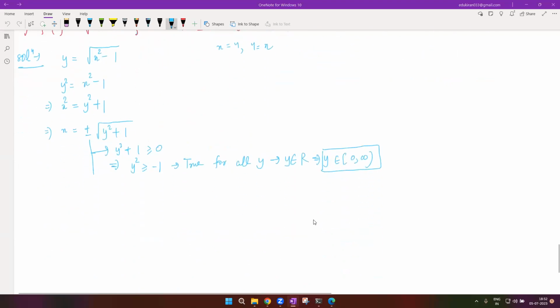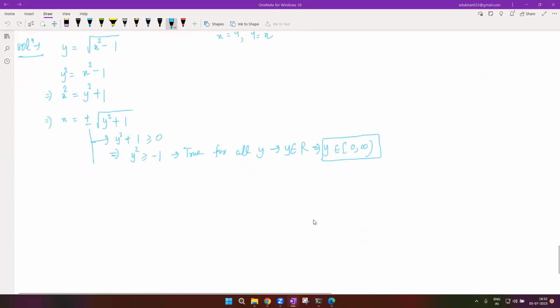How will we have a question based on this domain and range, or rather many one and onto into functions? So we'll be given a function, and after giving that function, they will also provide you with the domain and codomain of the function. So it will be written like this. For example, let's solve a question only. Let's take this question.